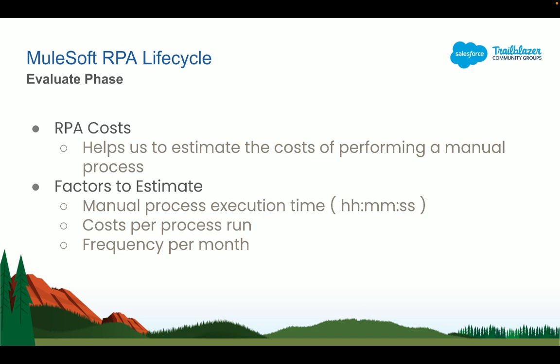manually, right? As I said, in most of the cases where we'll be using MuleSoft RPA, there wouldn't be an API exposed to the system to interact with it. So we need to also identify what is the cost that goes behind operating that business process manually, right? There is some kind of person doing that job. So factors to estimate would be your manual process execution time. We'll be entering how much time it takes to do that business process, the cost per process run, and the frequency per month. So this is your first criteria, which is your RPA cost.